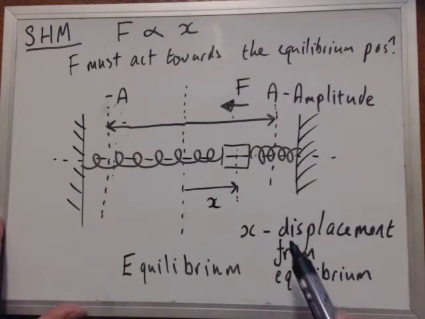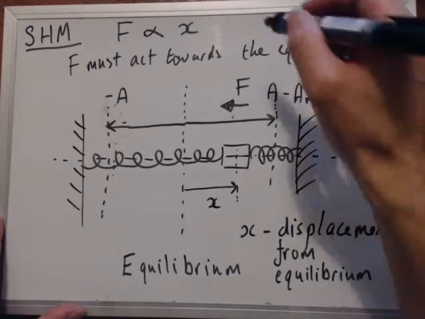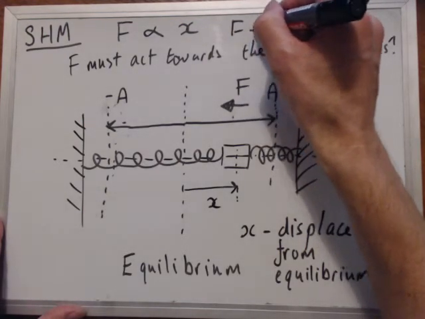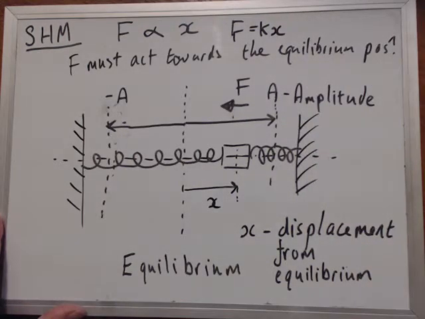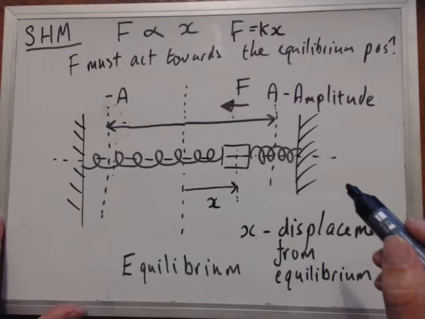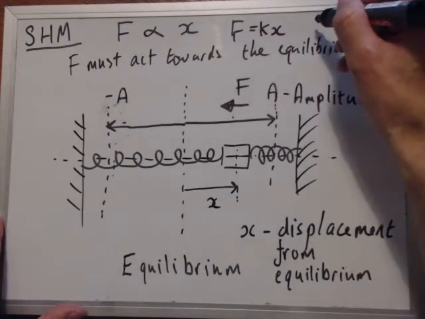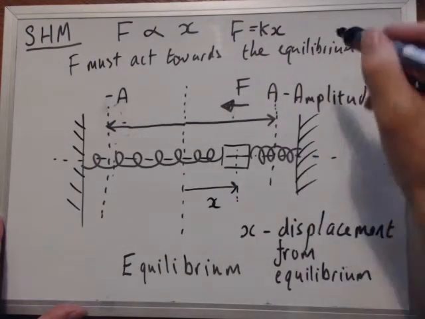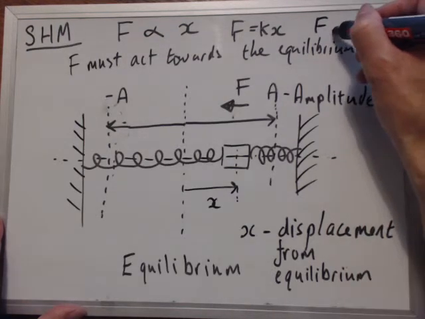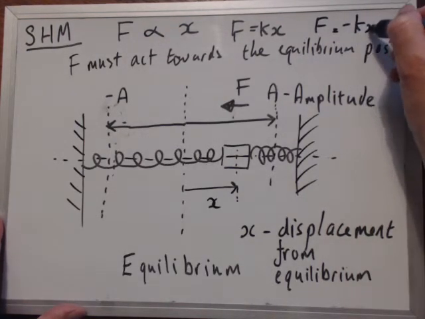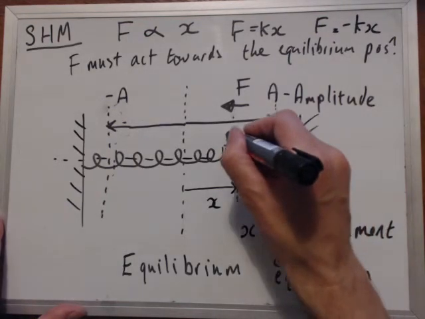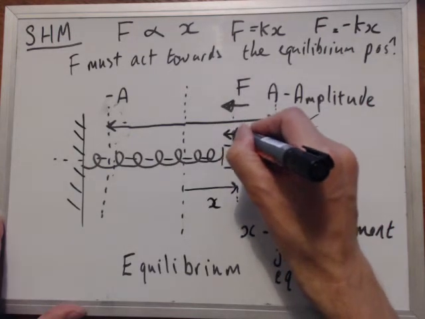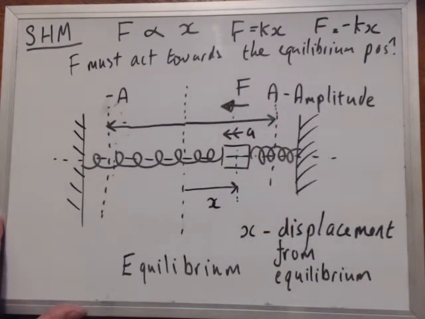Now, with springs and Hooke's law, we can say that force is equal to the spring constant times displacement, and for simple harmonic motion, because it is acting in a negative direction, we write that force is equal to minus kx. This produces an acceleration towards the equilibrium position, so there, little a, is the acceleration acting towards the equilibrium position.